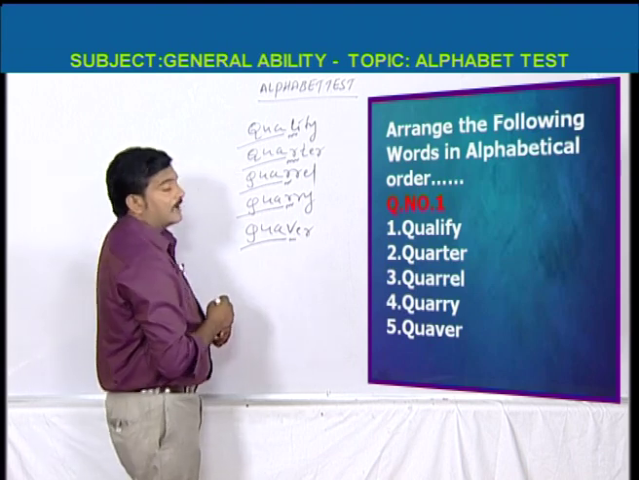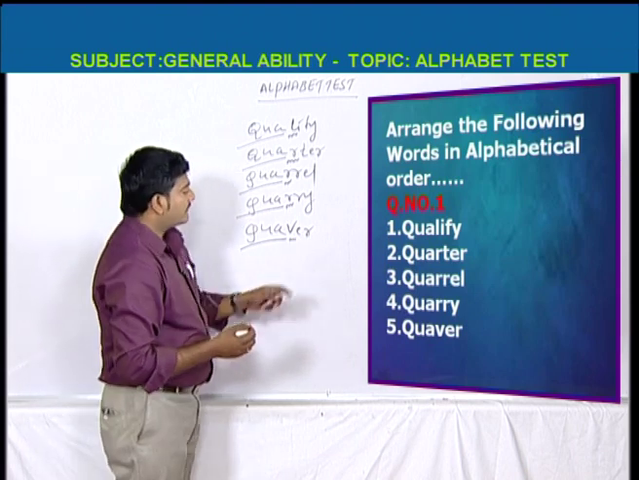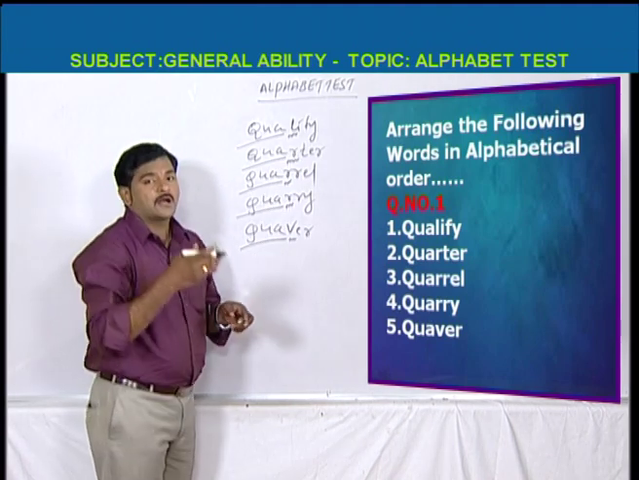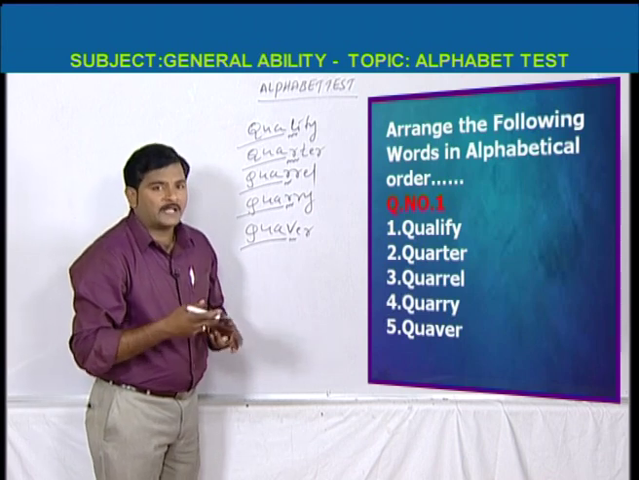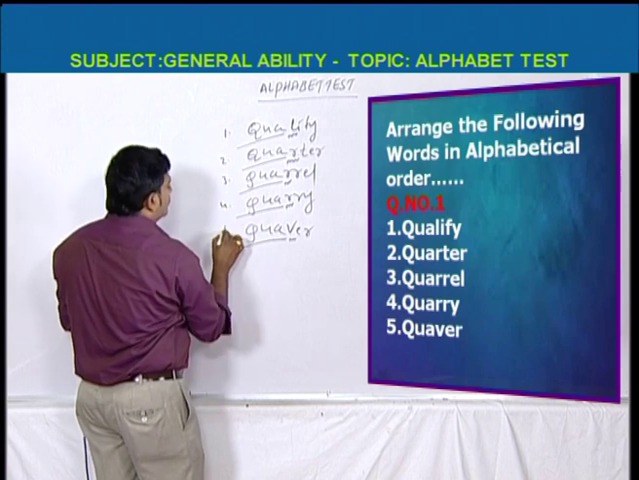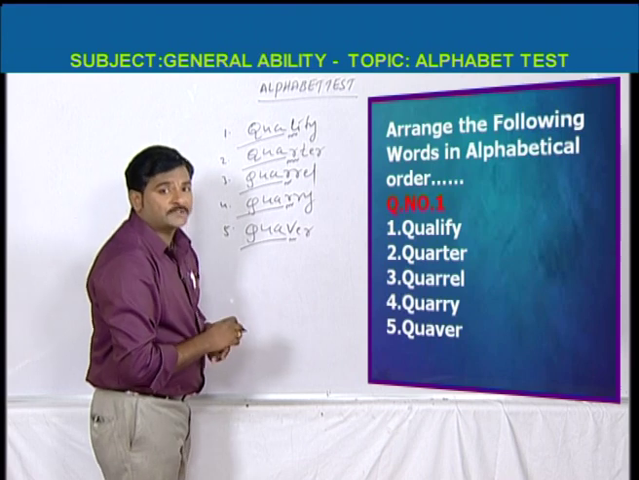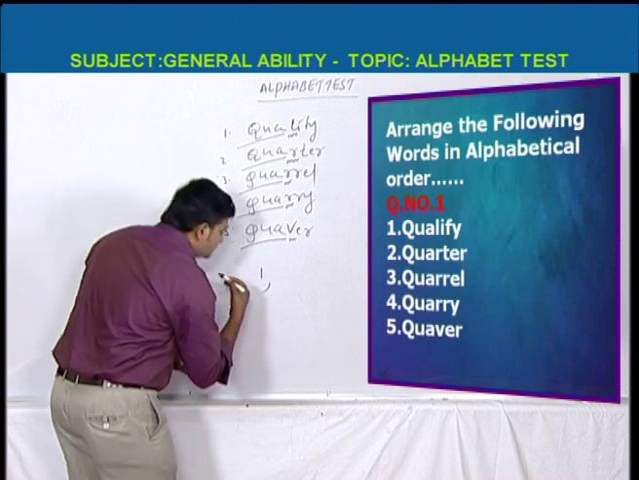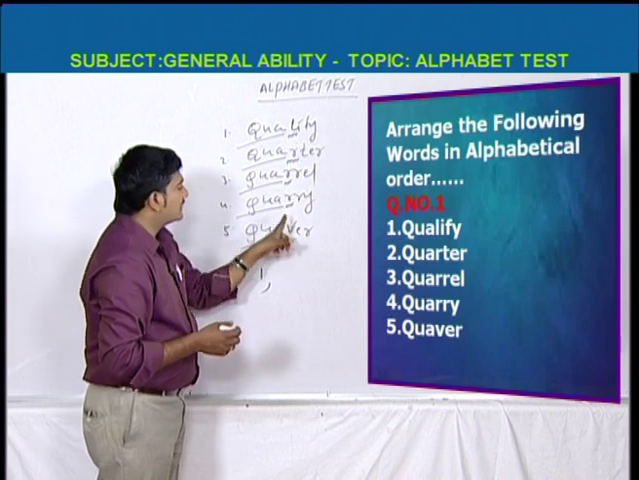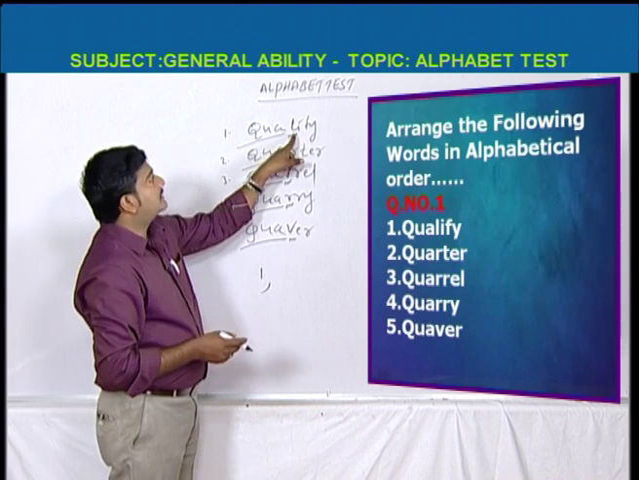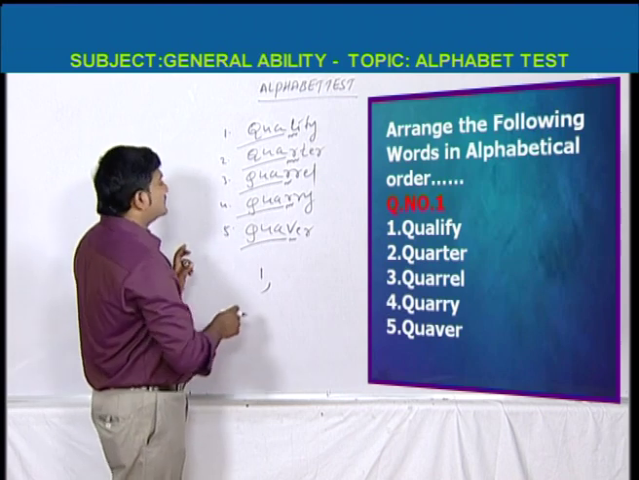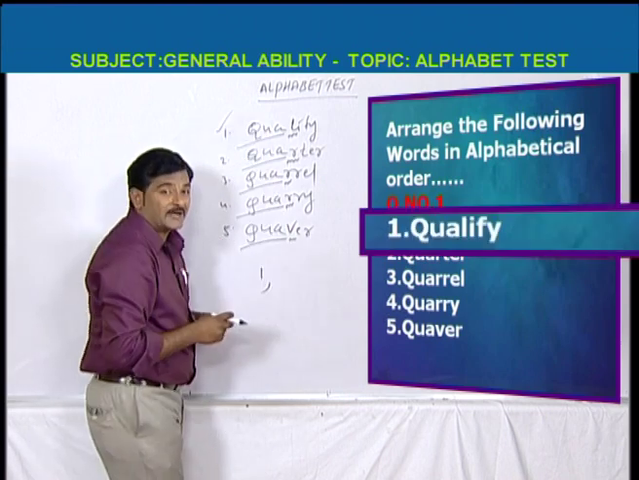According to the alphabet, which one will you get first: V, R or L? Obviously L. So if we number the words 1, 2, 3, 4, 5, out of these 5 words, which comes first? The first word itself, because QUA is common and then L, R, R, R, V. Out of these, first you get L. After L, you get R. After R, you get V. That is the procedure. That's why I first get qualify.